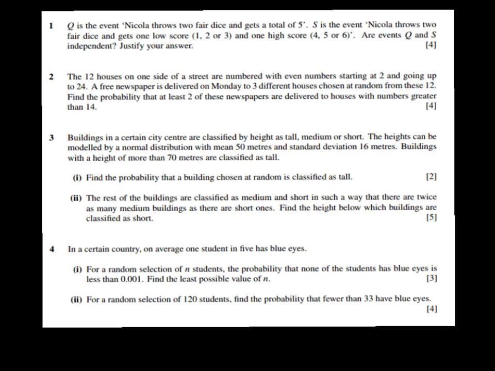Cool, for question 3, it's a normal distribution question. These buildings are classified as tall, medium and short. Part 1's pretty straightforward. You're going to work out the probability of it being greater than 70 using a mean of 50, a standard deviation of 16, and a normal distribution.